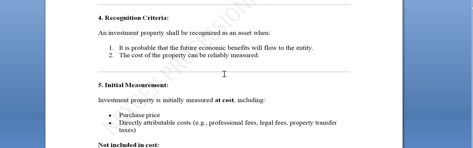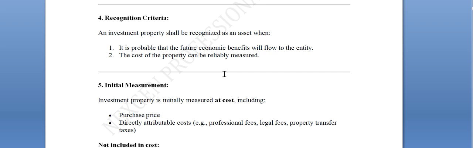That is how simple it is. So recognition criteria, they are just basically two. Probability of a future economic benefit accruing to the owner or the entity. The cost of the property can be reliably measured. It's as simple as that. Now, understand this, that investment property and property, plant and equipment treated under AS 16, they have almost or similar process of measurement.